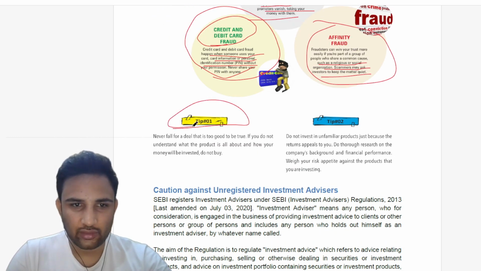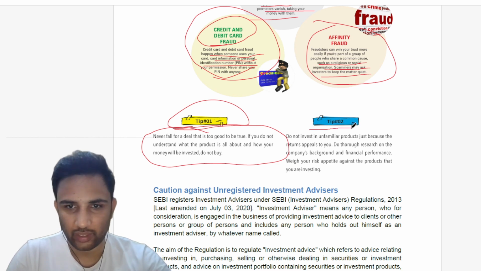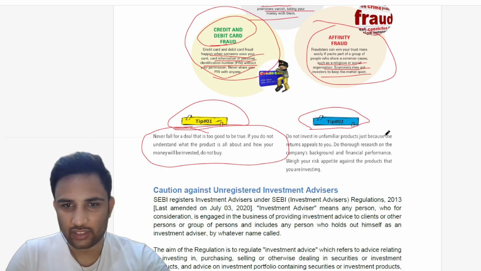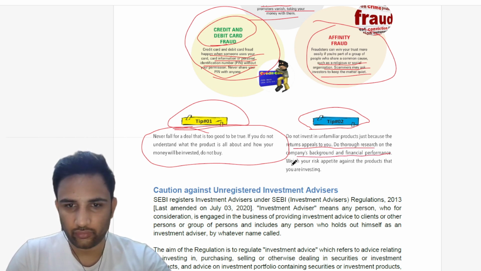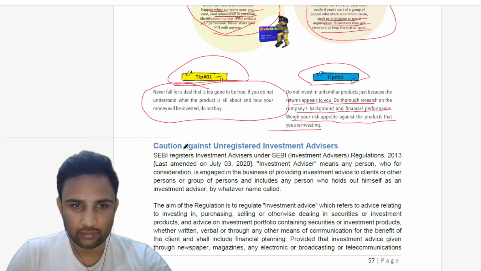Tip number one is never fall for a deal that is too good to be true. If you do not understand what the product is and how you invest, do not buy. Tip number two is do not invest in unfamiliar products just because the returns appeal to you. Do thorough research on the company's background and financial information. Weigh your risk appetite against the product that you are investing in.